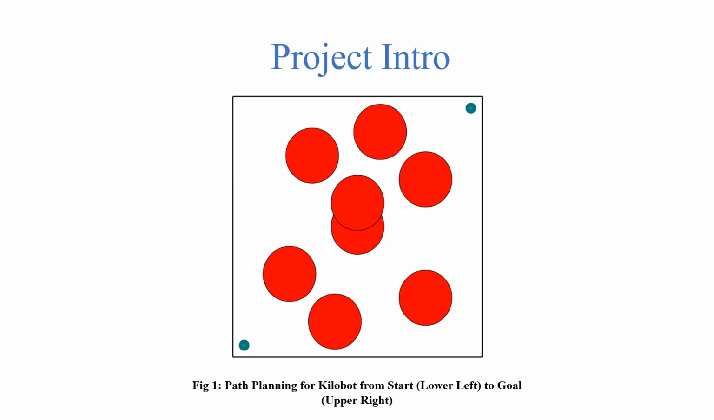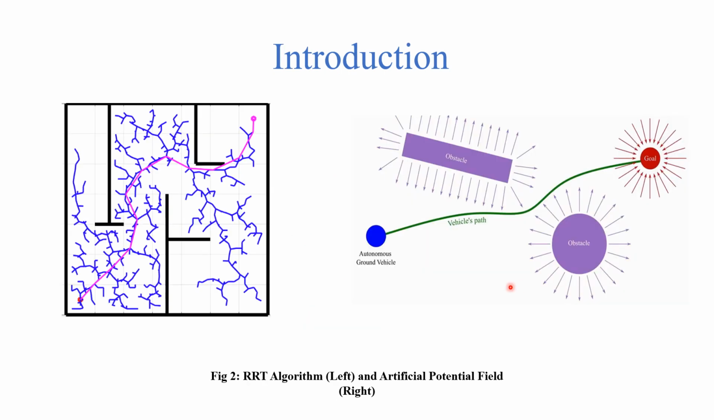As usual, the project is to find a collision-free path from this point right here, the start point, to the goal point, trying to avoid the red obstacles. Now, the figure here shows the two algorithms that we're going to try to merge in this video.